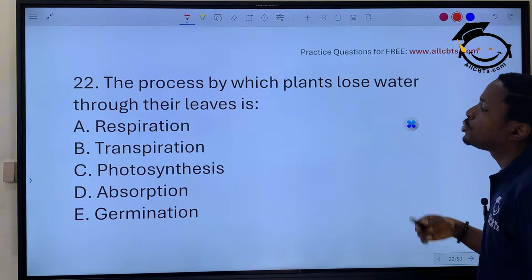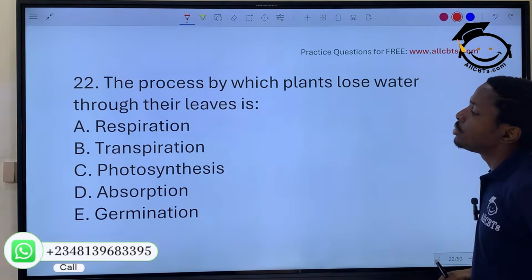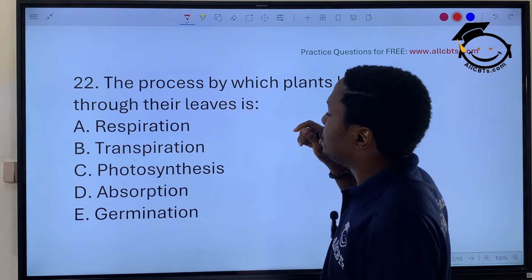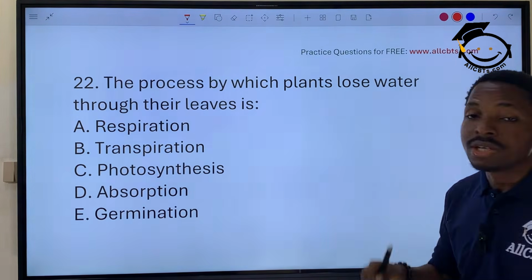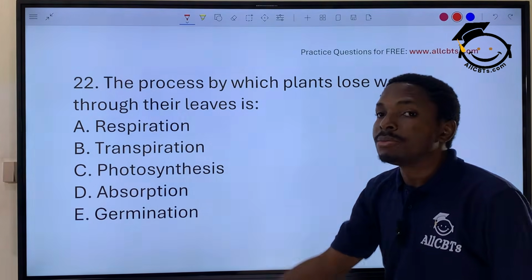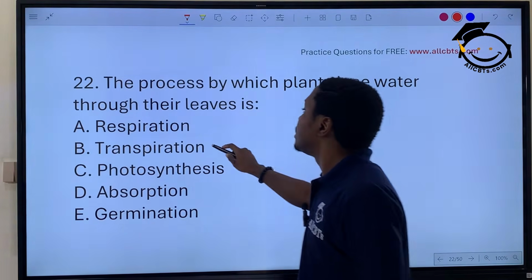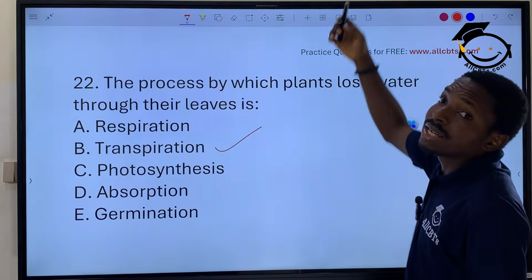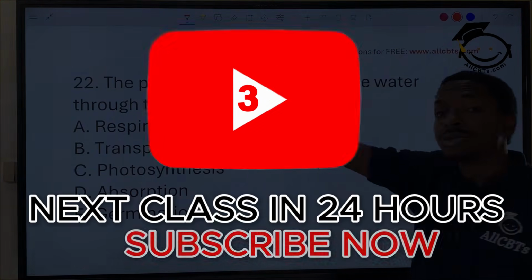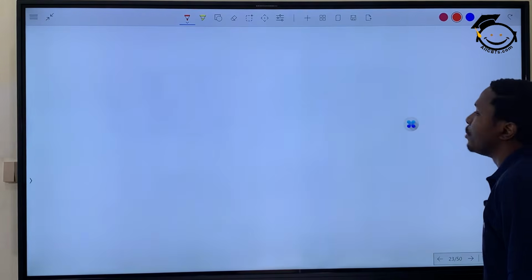Okay, 22 now. The process by which plants lose water through their leaves. It's called what? Respiration, transpiration, photosynthesis, absorption, and germination. That process is called transpiration. It's the process by which plants lose water through their leaves, which later condenses alongside water from many other sources, and then forms rain. Okay, that now comes down.